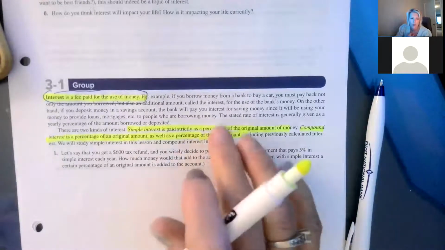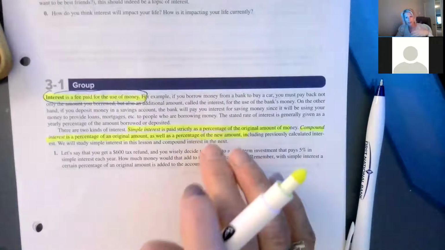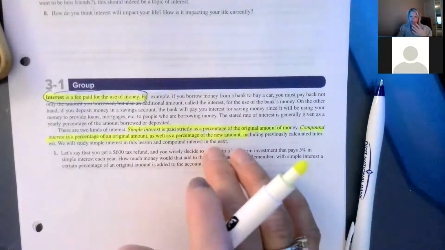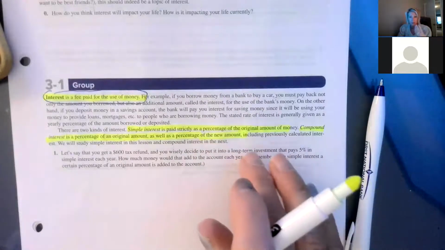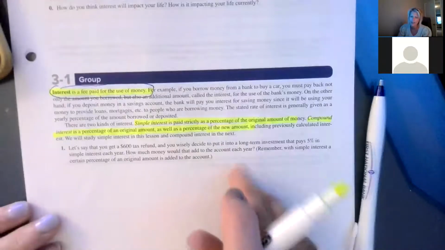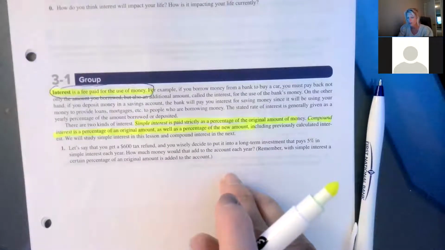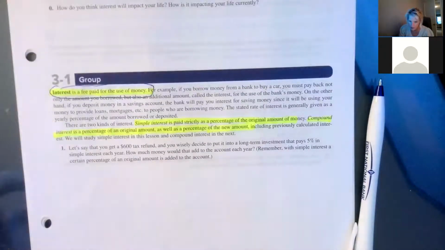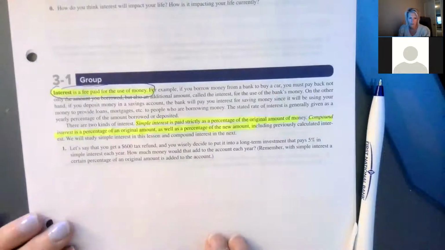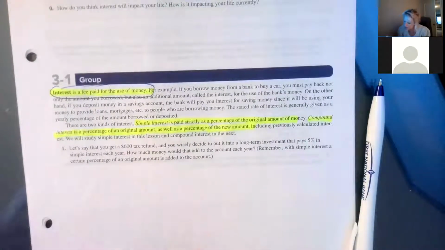So simple interest is adding, we're adding the same amount every time, and compound interest is we're multiplying the same amount every time. And that was kind of the answer I was looking for on the midterm, talking about some kind of adding and multiplication. So let's look at question number one.